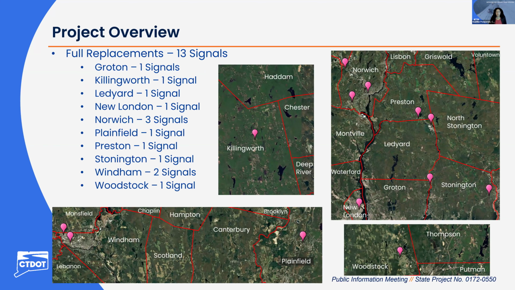So a high-level overview of this particular project, we have 13 existing signalized intersections that are getting full signal equipment replacements. We have one signal being replaced in Groton, one in Killingworth, one in Ledyard, one in New London, 3 in Norwich, one in Plainfield, one in Preston, one in Stonington, 2 in Wyndham, and 1 in Woodstock. So we're getting a pretty good distribution of towns. We're going to look at these locations in much more detail later in the presentation, but this is just a high-level overview.